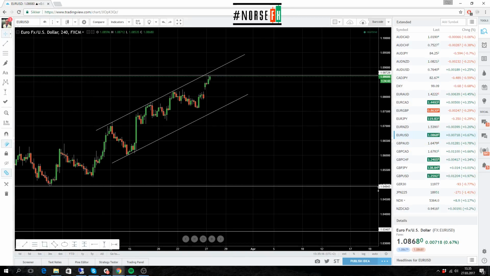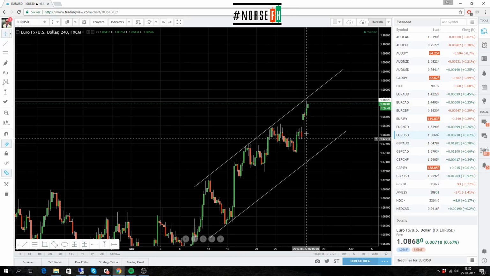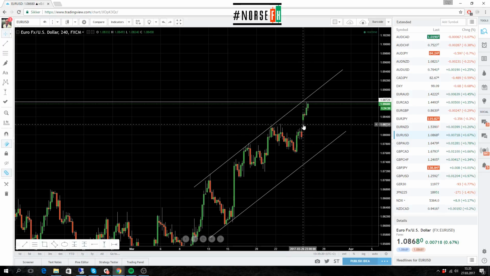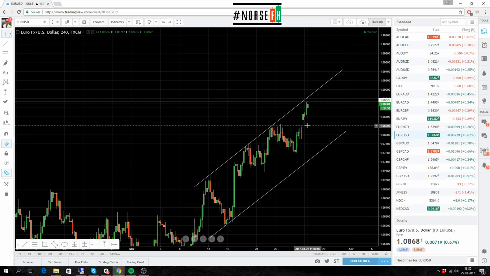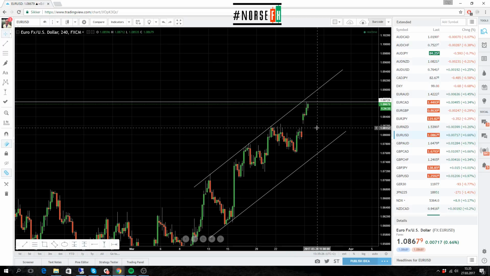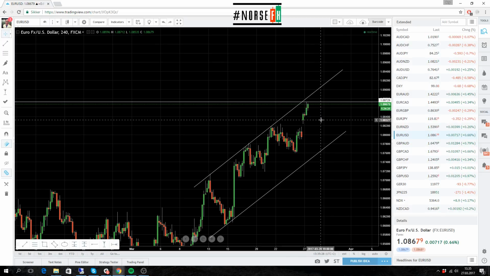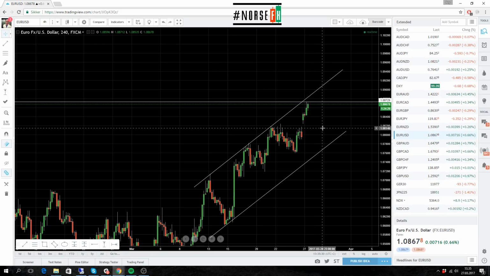But the thing that concerns me with this pair is that this could be a breakaway gap, meaning that the market doesn't fill this gap for a very long time, and that will just lead me to a quick loss on this pair.